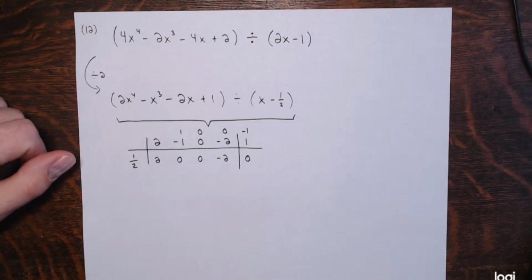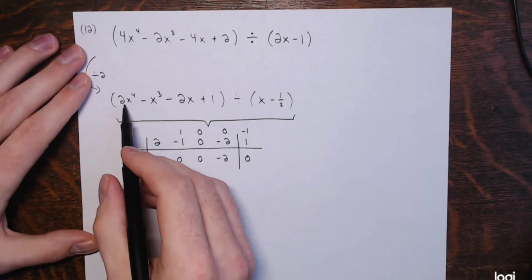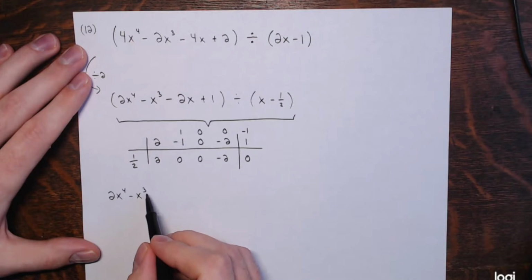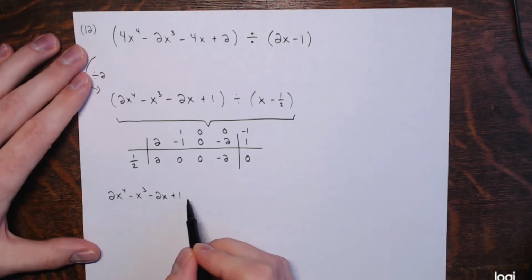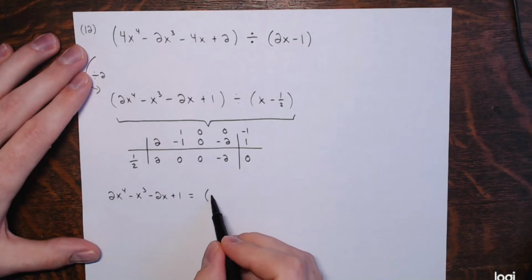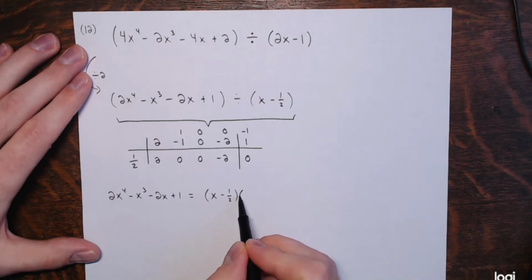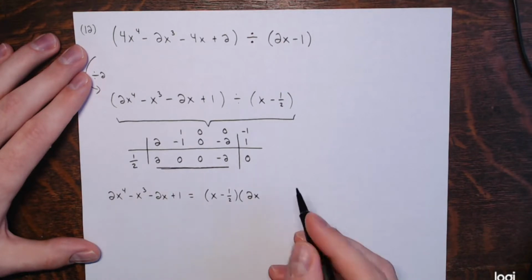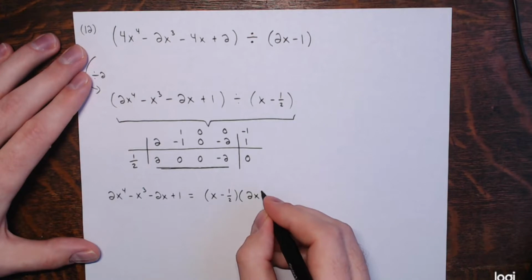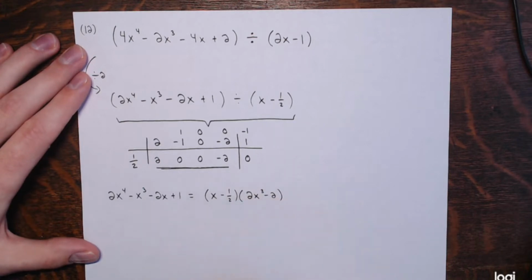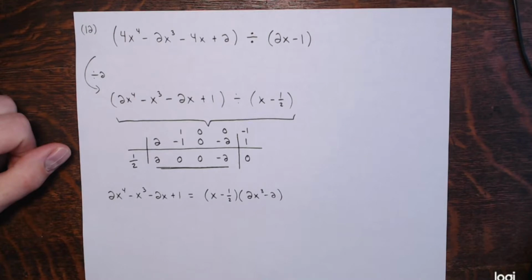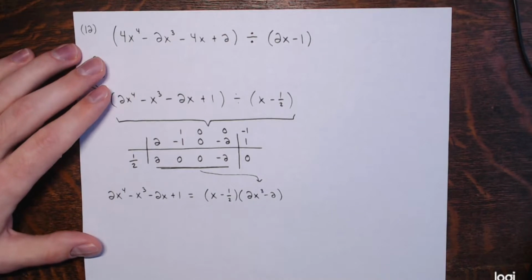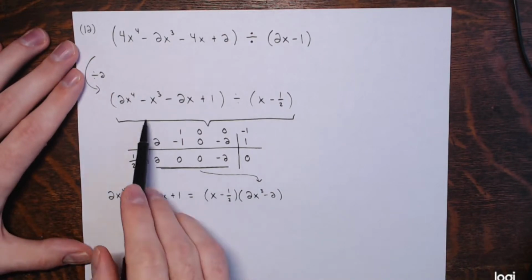So once again we have factors. That means that this polynomial here, this 2x to the 4th minus x cubed minus 2x plus 1 is equal to x minus a half times, and then 2x cubed minus 2. Alright, that'd be the quotient, and then plus 0. But again, no need to write plus 0. And now this is with this dividend and the divisor of x minus a half.